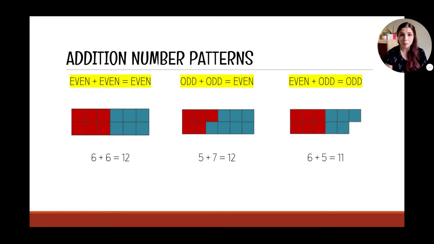Finally, an even number plus an odd number is always going to give me an odd answer. And you can see that in my picture. The 6 red even boxes added with my 5 blue odd boxes gives me an answer of 11, which is odd. That leftover blue box is never going to have a partner, so my answer is going to be odd.